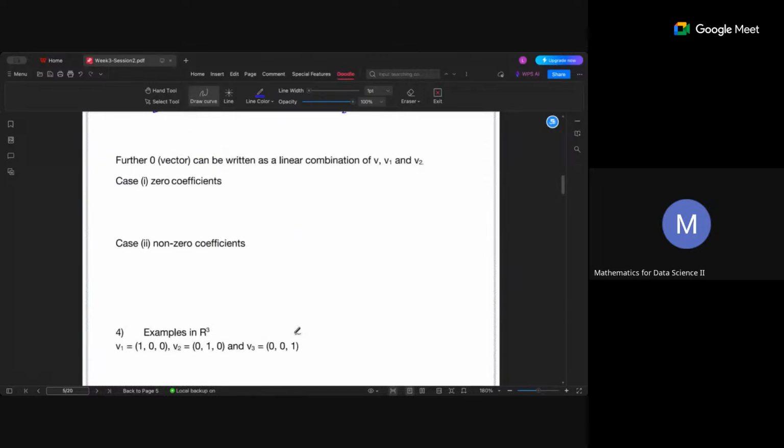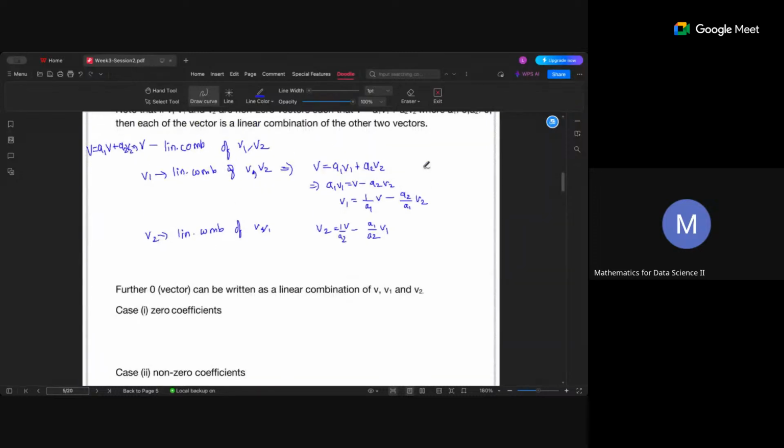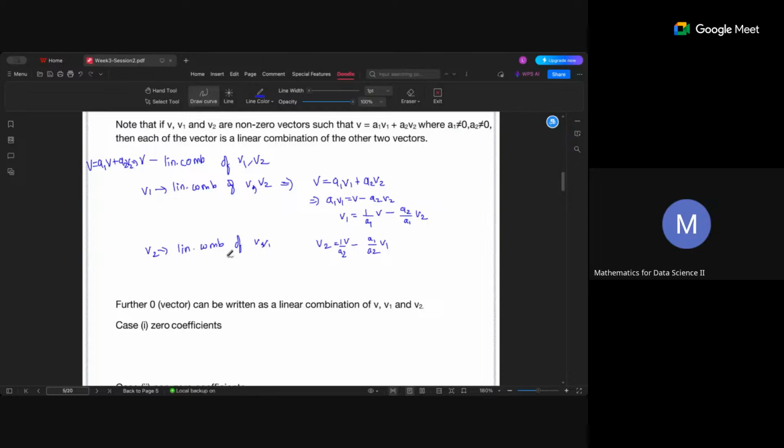So now a few more things which you should have observed. Further, zero can be written as a linear combination of V1 and V2. What is said here? Each vector is a linear combination of the other two vectors. One more thing from the same statement, we can achieve that zero can be written as a linear combination of V1 and V2. How is that?